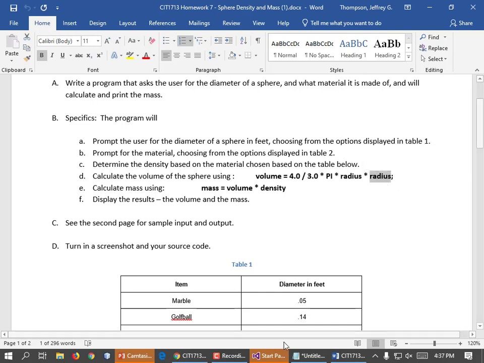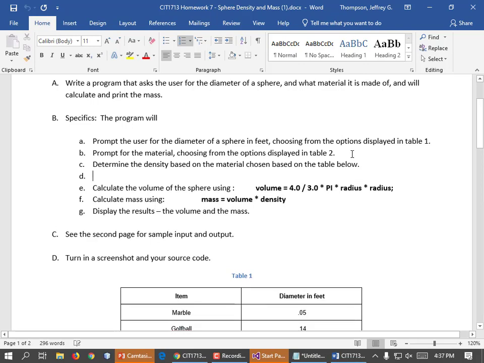One thing that's dumb about this is that these things are given in diameter, but the equation is based on radius. So you have to convert diameter to radius. I'm not going to wreck your grade if you don't do that, but how do you convert from diameter to radius? You just divide it by 2. So before you get to this part of the equation, you should say radius is equal to diameter divided by 2.